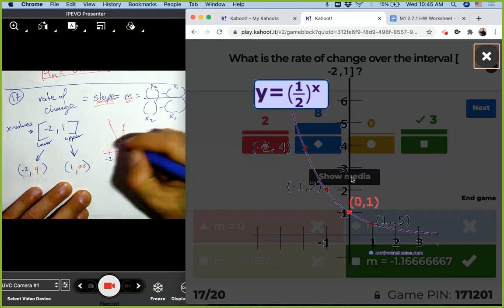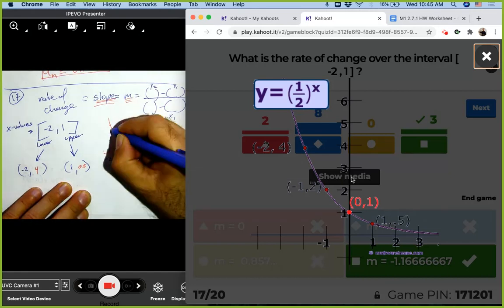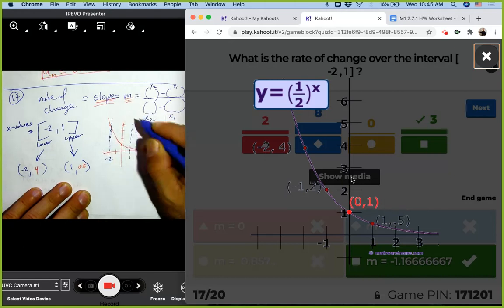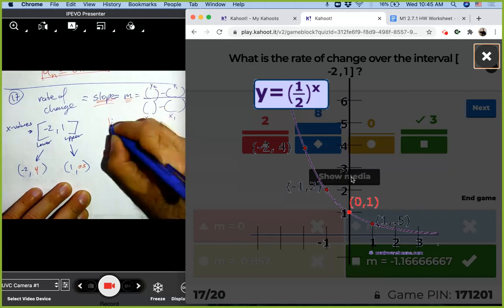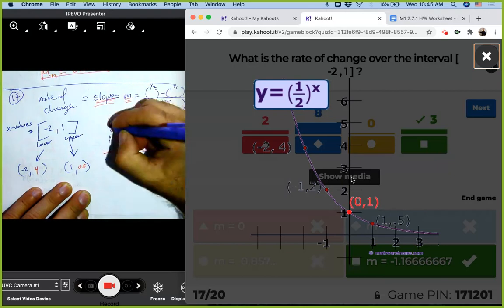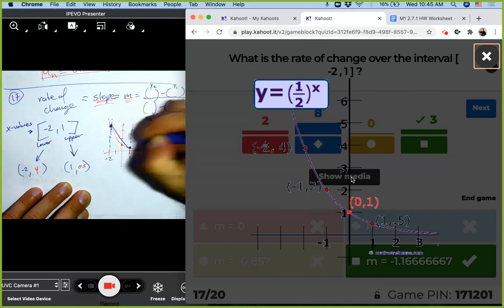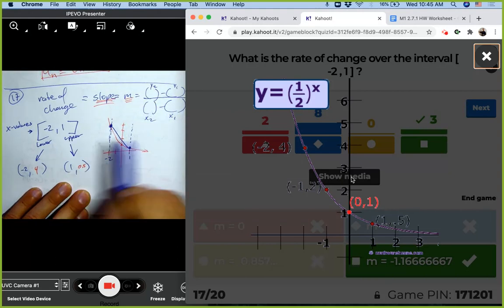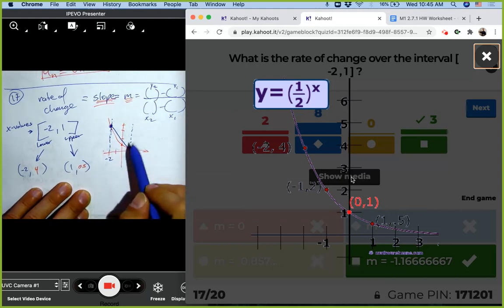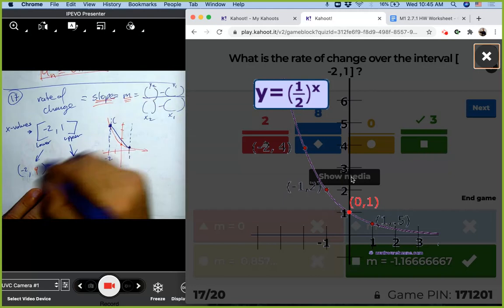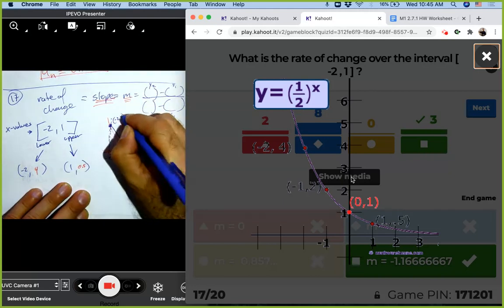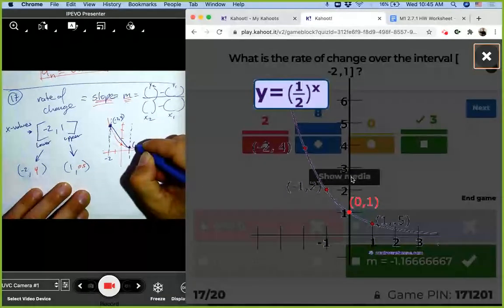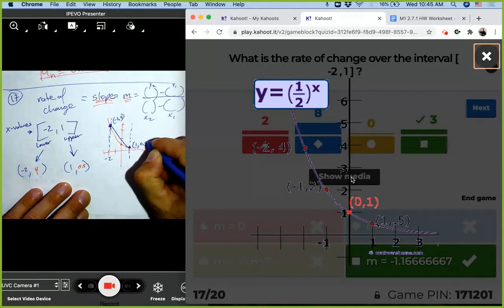So what I'm looking to see is, what is my slope between this point and this point? The rate of change is just the slope between 2 points that, in this case, are the edges of the interval, lower limit, upper limit. Okay. So look, this point up here was -2, 4. That's why I put it here, the lower limit there. And the upper limit is 1, 0.5.